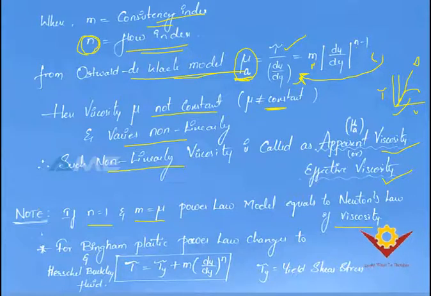And the next note we have to remember is, for Bingham plastics and Herschel-Bulkley fluids, the power law changes to tau equals tau y, which is the yield shear stress, plus m into (du by dy) to the power of n. The actual power law is this if you neglect tau y, and that stands for the power law, but if you add this yield shear stress, then that is useful for Bingham plastics and Herschel-Bulkley fluids. If you want to represent Herschel-Bulkley and Bingham plastic, you have to use this particular equation.